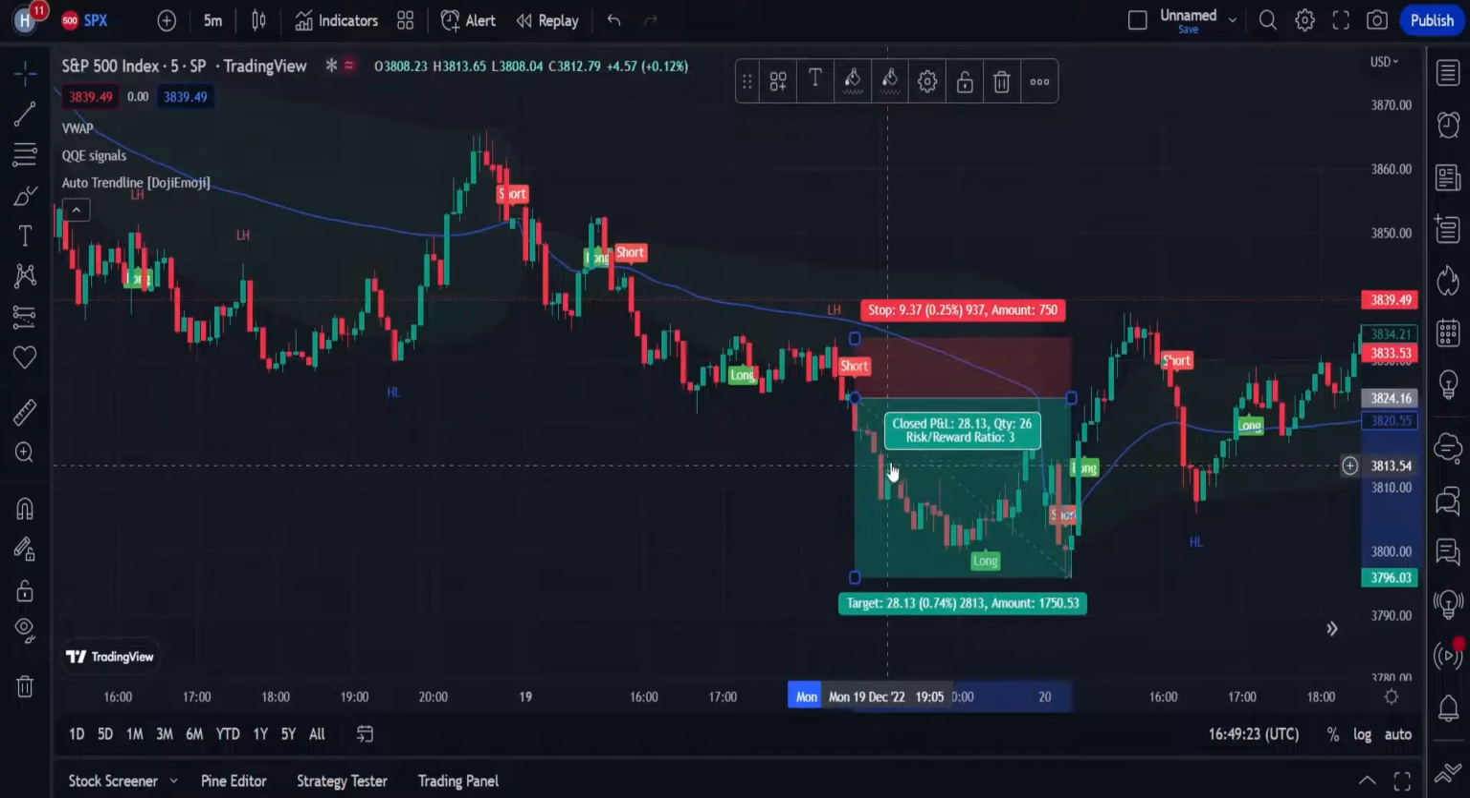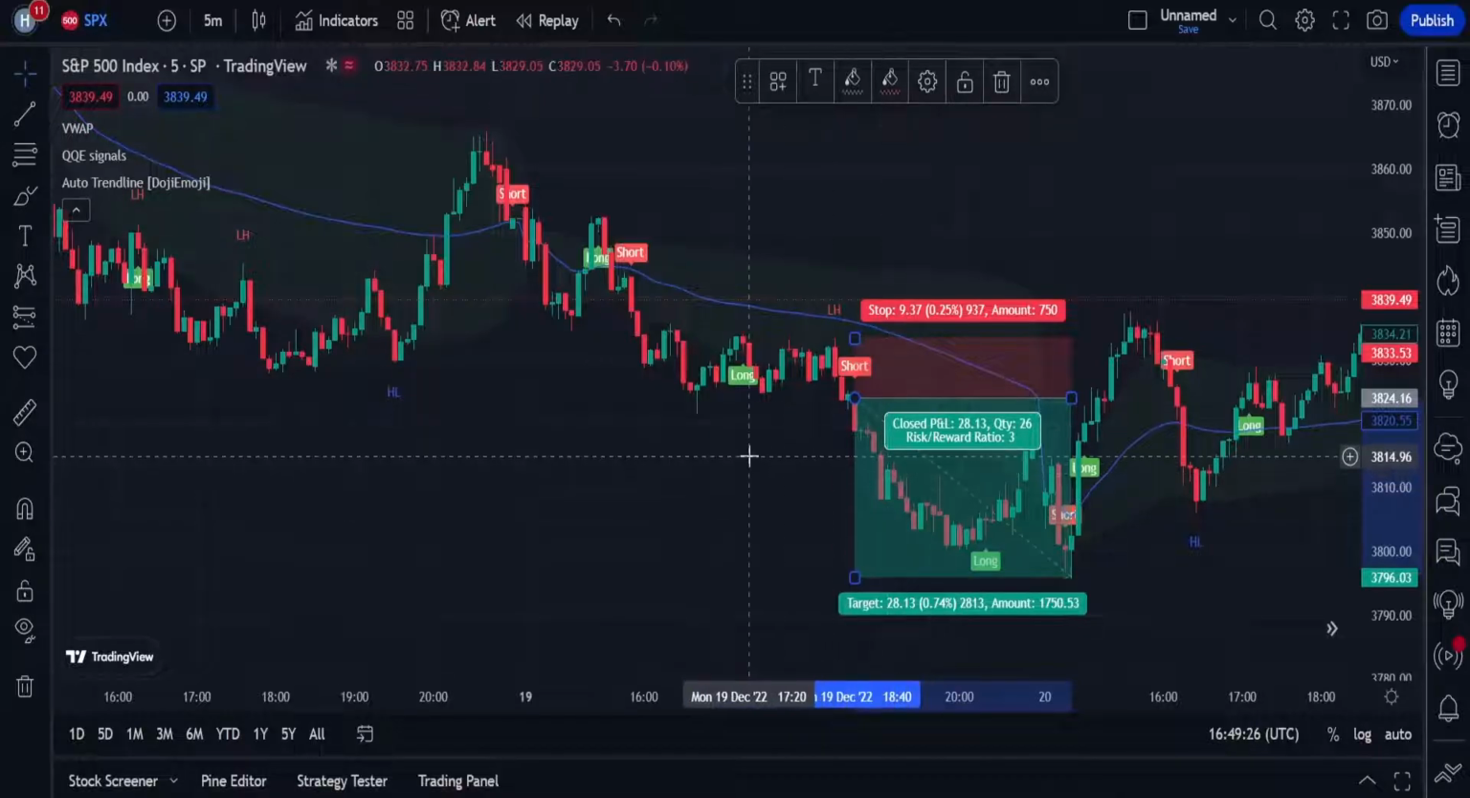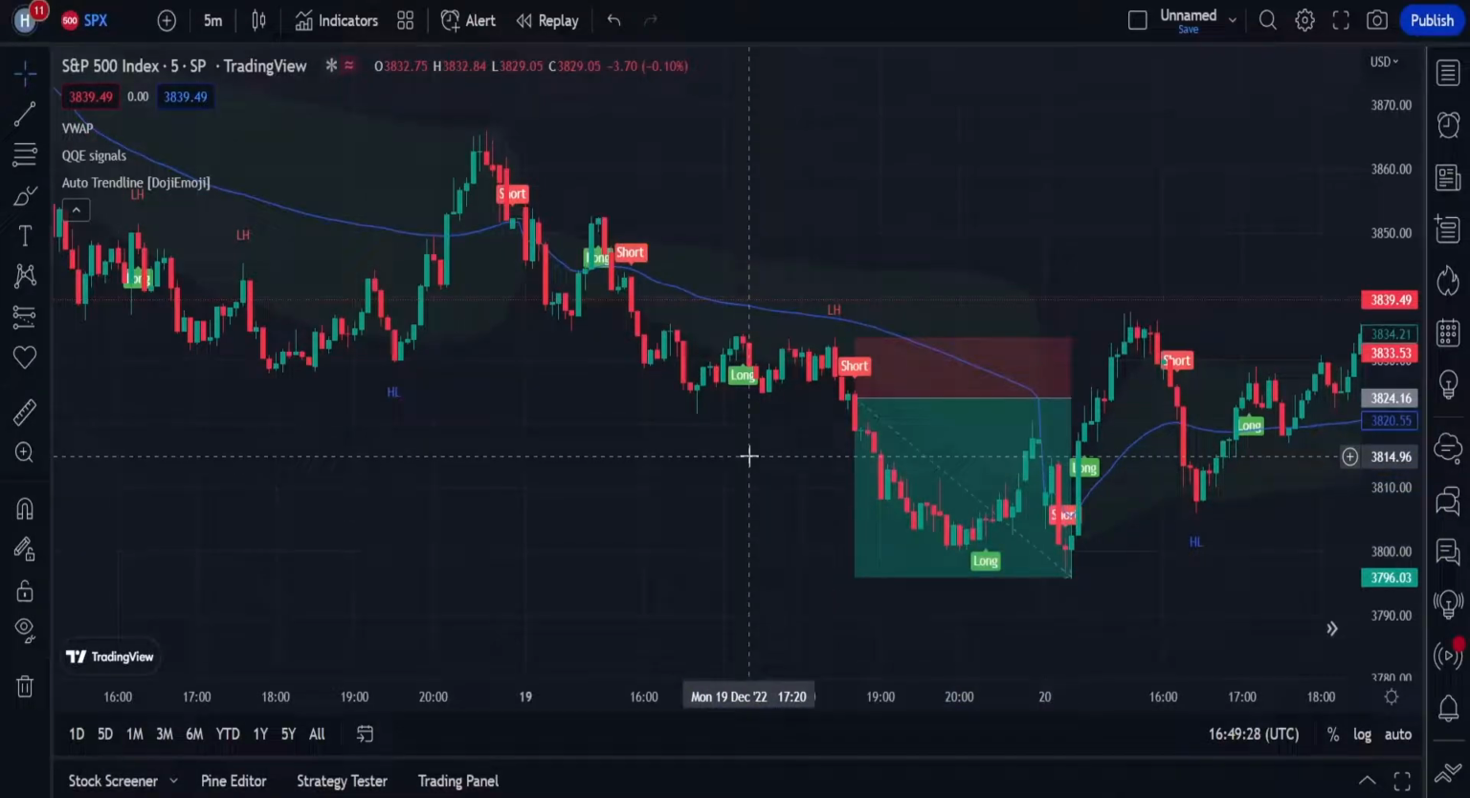I would recommend that you guys definitely give this strategy a go, but make sure you forward test it with paper money before trading live.